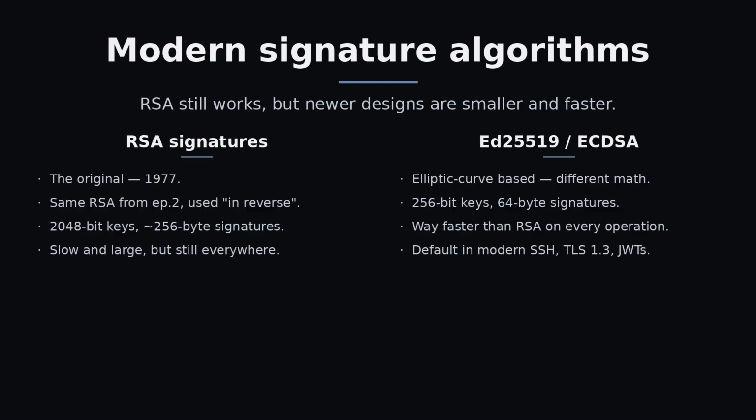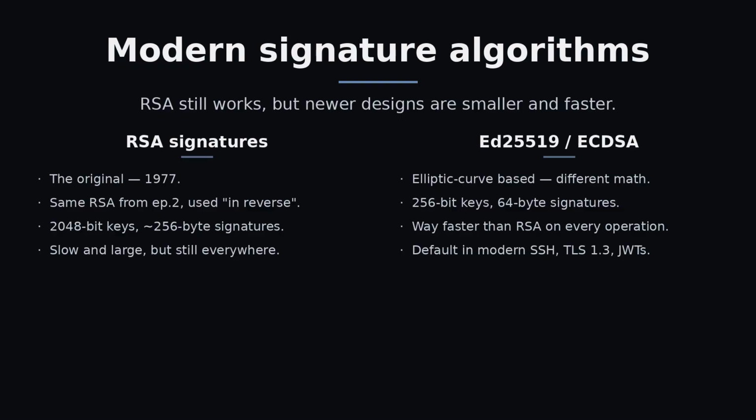There are several algorithms doing the actual signing math. RSA from episode 2 can be used in reverse. Instead of encrypting with the public key, you sign with the private key, and verification works because anyone with the public key can run the math forward. RSA signatures are everywhere, but they're slow and large. Typical signatures are 256 bytes.